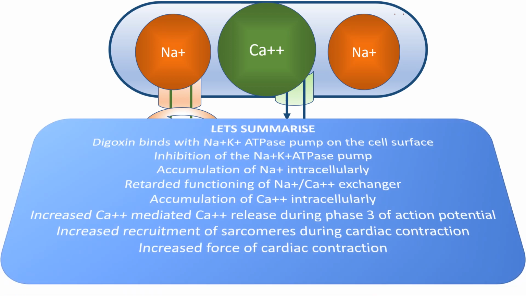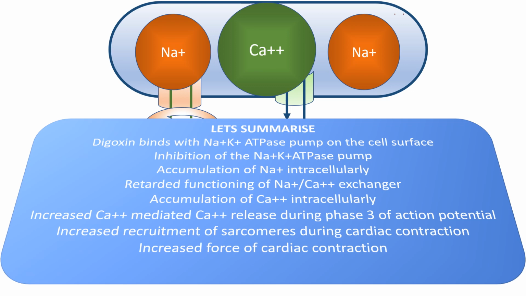A small increase in calcium concentration inside the cell is responsible for an increase in the cardiac inotropic action, and therefore digoxin acts as a cardiac inotropic agent. So let us summarize at the end.